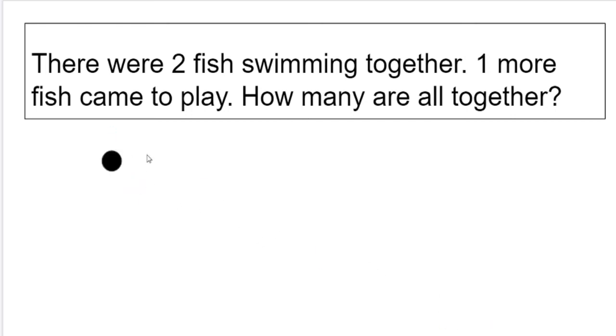So there's 1 dot, 2 dots. So there were 2 dots, 2 fish swimming all together, and 1 more came. How many are all together? So now we're not going to count fish, we're going to count dots, and we're going to get the same answer. 1, 2, 3. 3 fish all together.